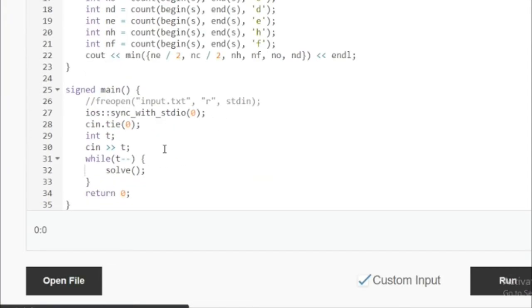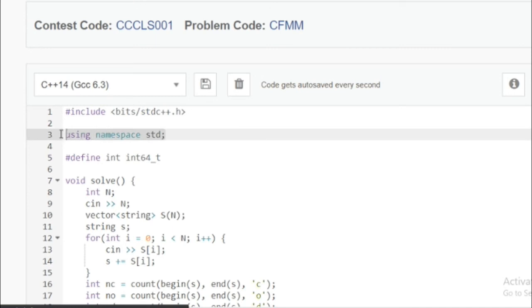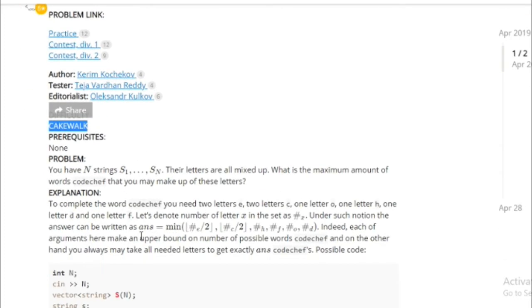So this problem is a little lengthy. Hash include bits/stdc++.h, using namespace std. Remember this, or you prepare this. Actually, let me show you that first. This is the editorial of this problem. Difficulty is cakewalk for them. Okay, for us also, but what to say, it's very hard to get it correct in the first attempt.